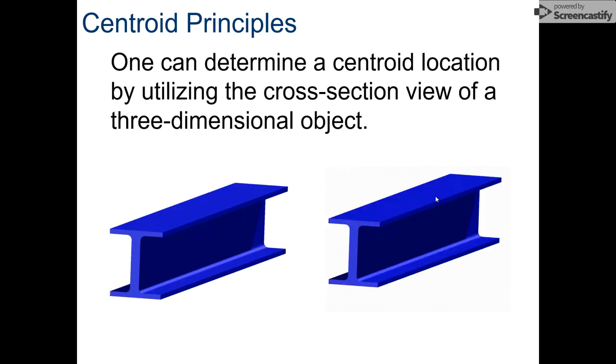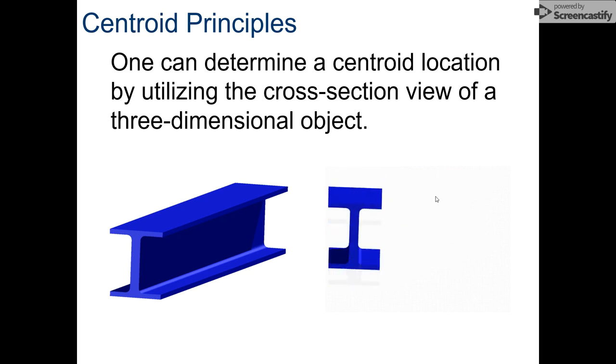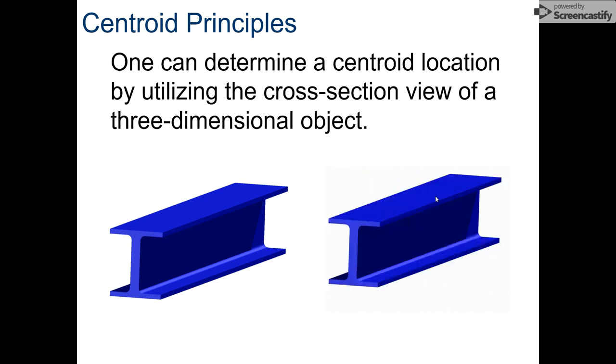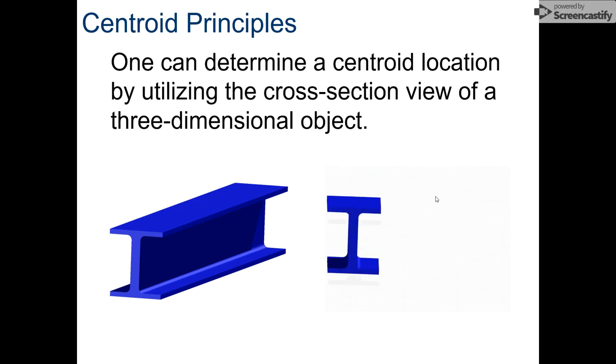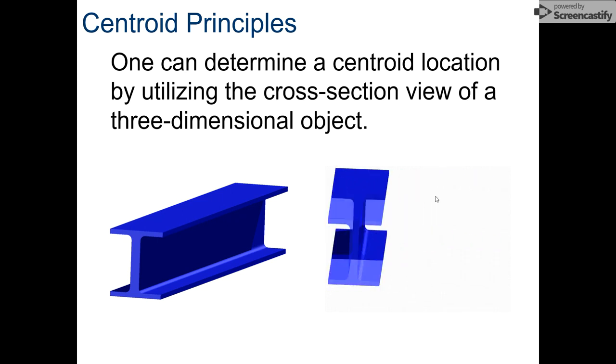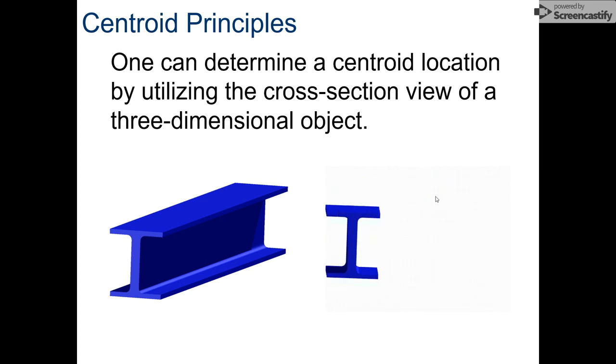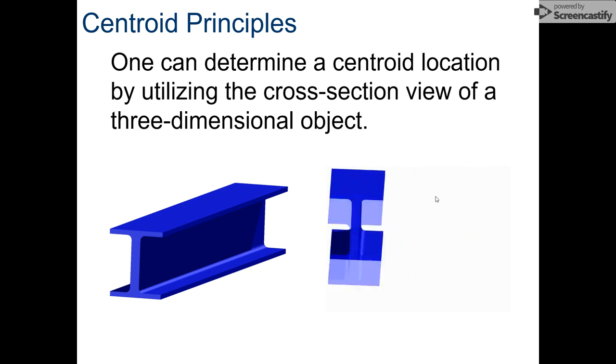The centroid is determined by using a cross-sectional view of a three-dimensional object. So on the left there you see an I-beam. On the right, they're turning it to look at its end, as if it was being cut down the middle, and that shape is called the cross-section. So a cross-section of an I-beam looks like the letter I.